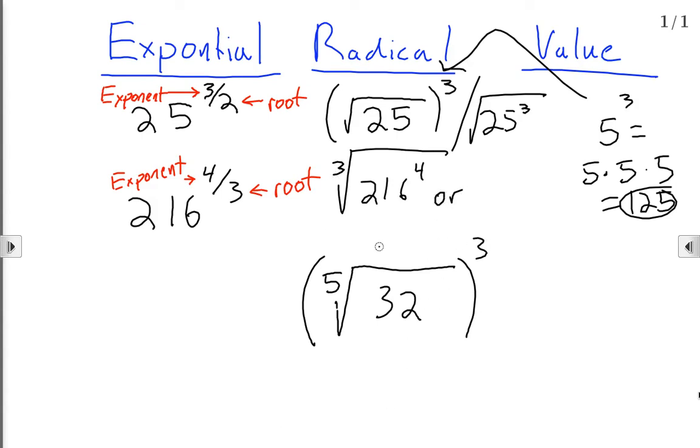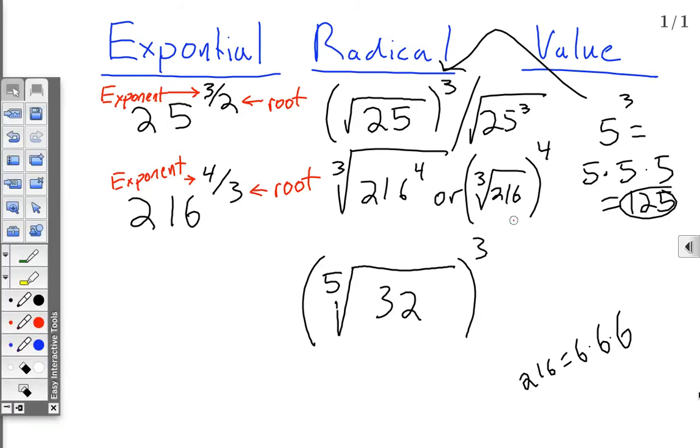Or we can do the root first, and then add on the exponent. Either way is totally fine. The order doesn't matter, at least in this case. If I look at these, I definitely don't know what 216 to the 4th is. I actually recognize the cube root of 216, because 216 is what you get when you multiply 6, 6, and 6. So it's a cube that I know. So let's use this version.